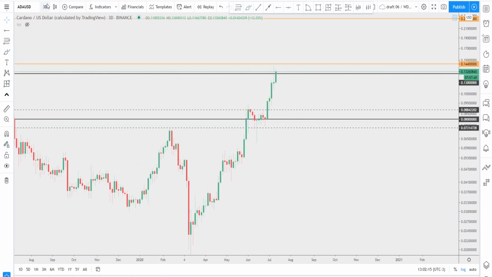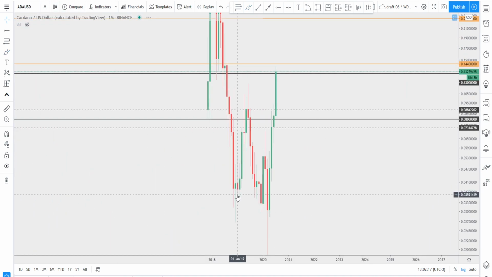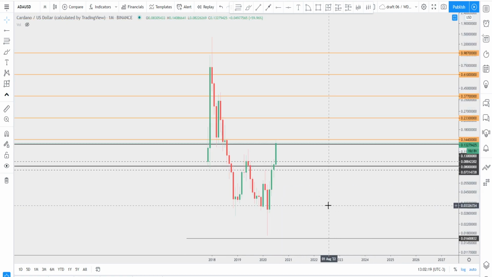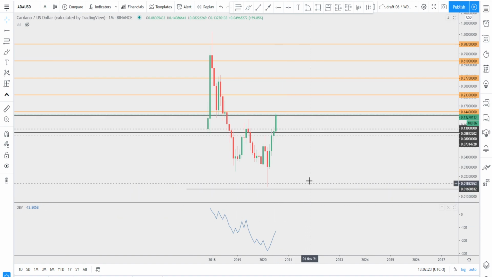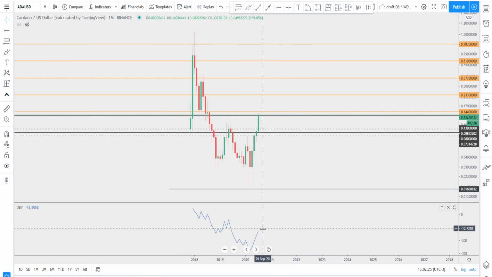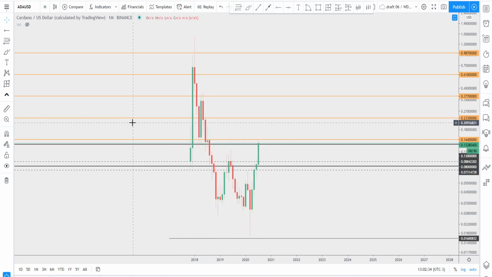Let's take a look at the OBV as well. Just a second. Where is it? Okay, so as you guys can see, we don't have any bullish divergence here for Binance. Maybe we can have it in other exchanges, okay? But let's take a look now at the weekly.